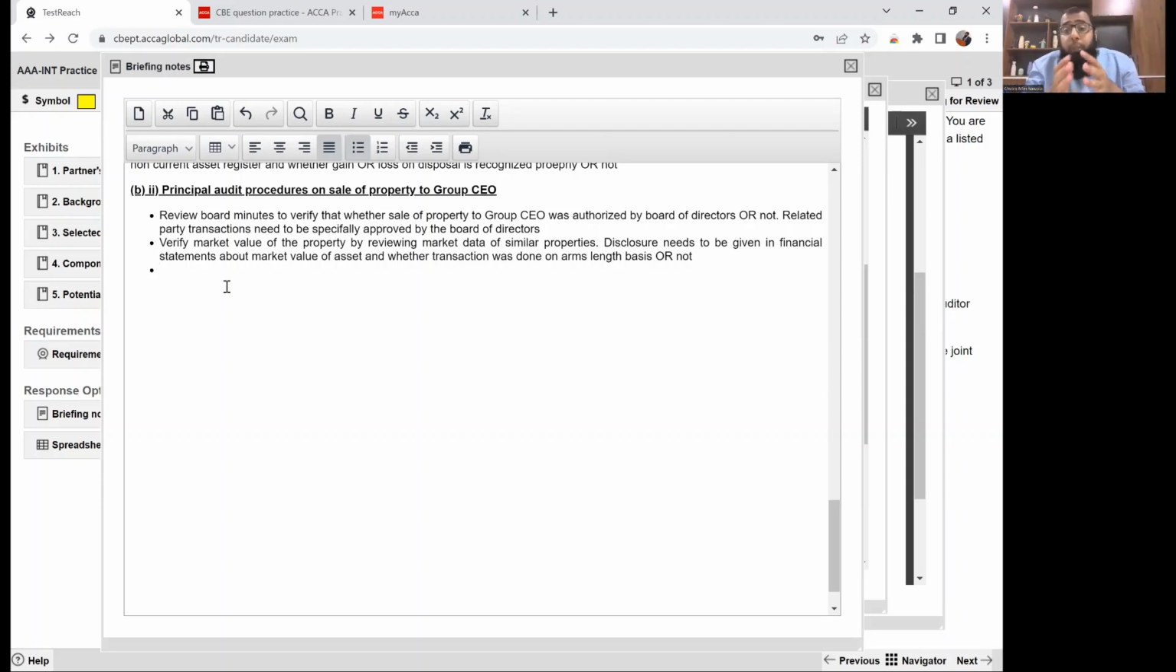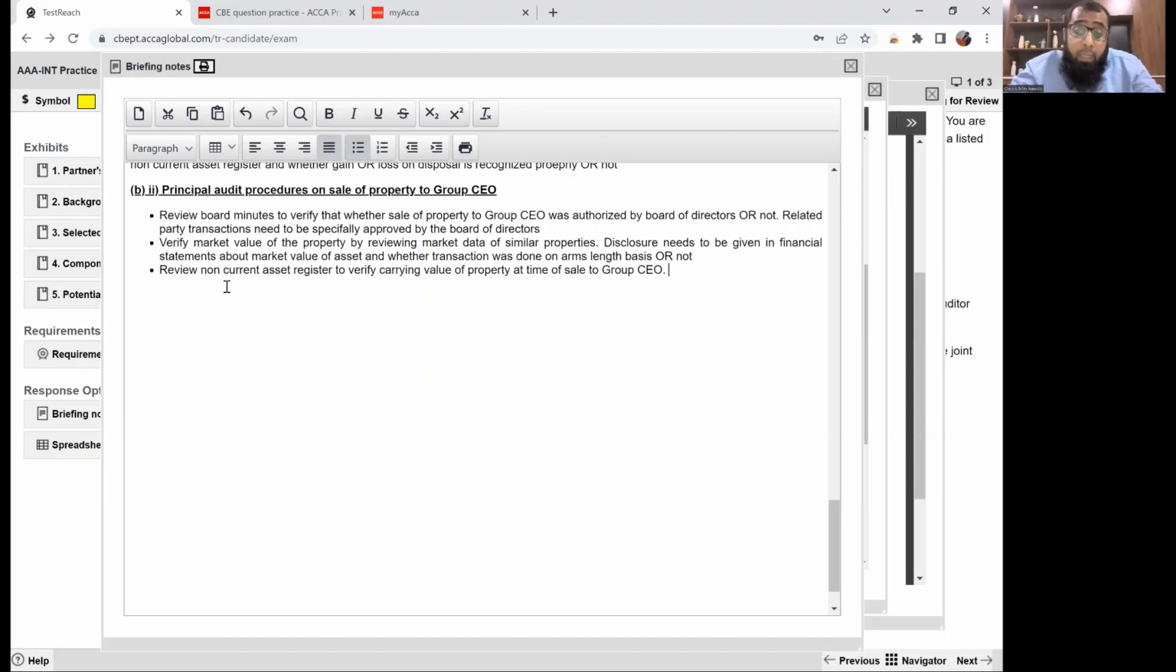So the principal audit procedures would include looking at the board minutes. We need to look at the market data. What else do we need to do? Just give it a thought. Think about it. You need to look at the carrying value of the asset from the NCA register. You need to look at whether the management has calculated the gain or loss correctly or not. Review the non-current asset register to verify the carrying value of the property at the time of sale to the group CEO.